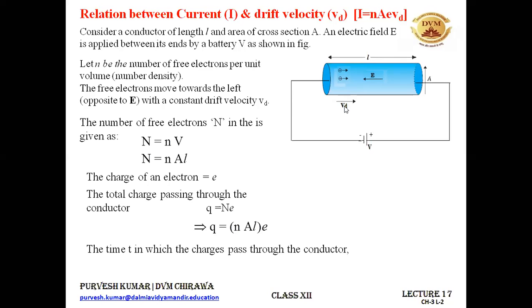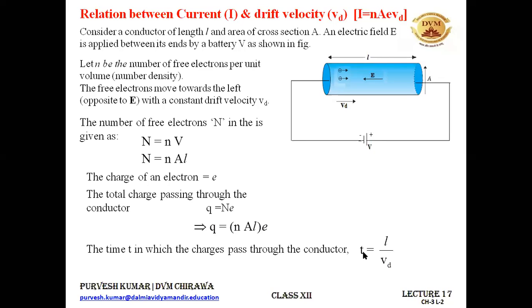Now we know the velocity, and we know the distance covered by the charged particles, the electrons. We can easily calculate the time. T is equal to L by Vd. Time is equal to distance upon speed. We know this formula. So by using that formula, the time taken by the electrons to cross this conductor is equal to the length of the conductor divided by the velocity of the electrons. The velocity of the electrons was the drift velocity Vd. So in place of velocity, we have written Vd, and the distance traveled by the electrons is L.